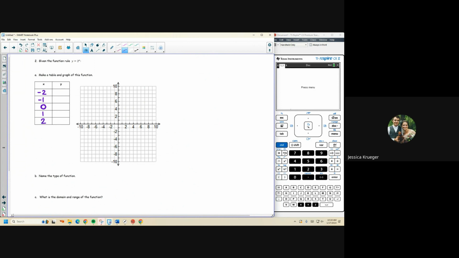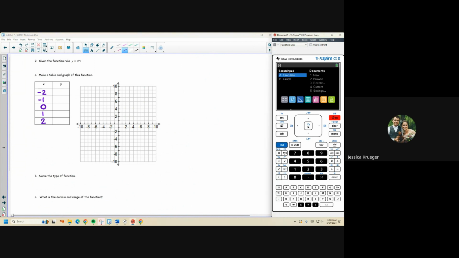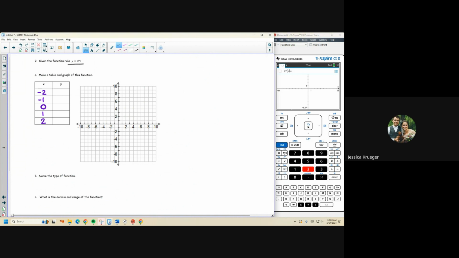So now I'm going to go to my calculator. I'm going to turn it on. I'm going to open a new document, and I'm going to add a graph page. So the function rule that they give me is y equals 2 to the x power. So to type that in, I'm going to type in 2. To get an exponent, you hit this caret button right here, to the x power. And if I hit enter, I can see what that graph looks like.